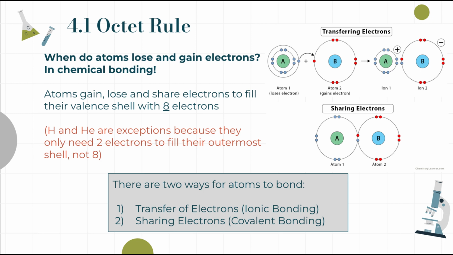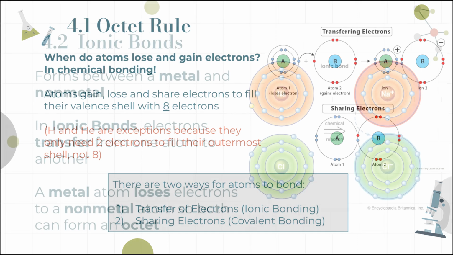Atoms can bond in 2 primary ways. First is the transfer of electrons that leads to ionic bonding, where one atom donates electrons, creating ions. The second way is sharing electrons that results in covalent bonding, where atoms share electrons to achieve stability. The octet rule helps explain how atoms interact, forming the foundations of chemical compounds.